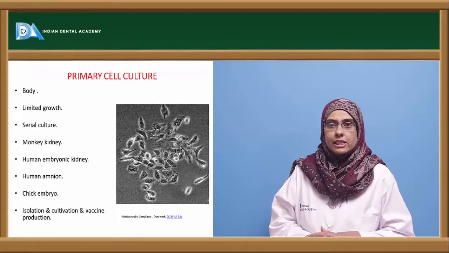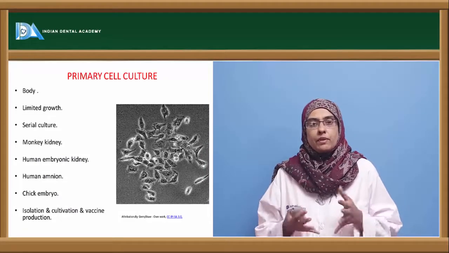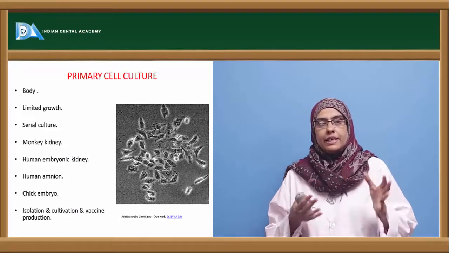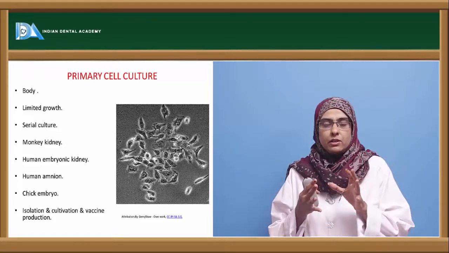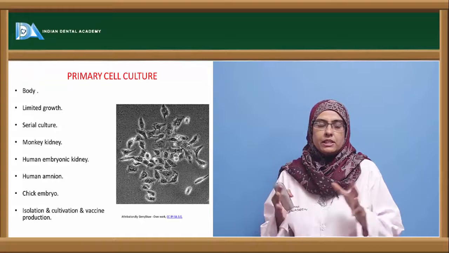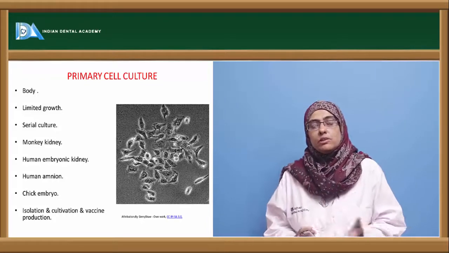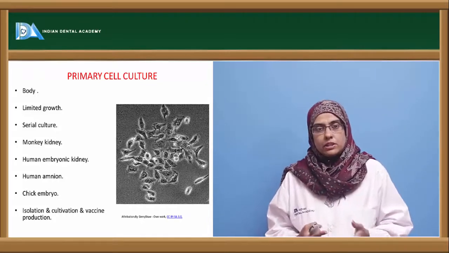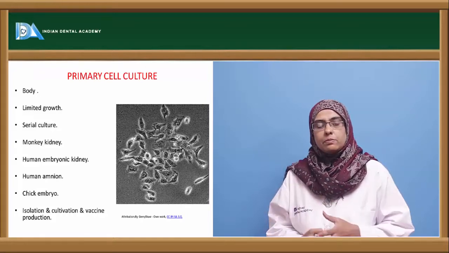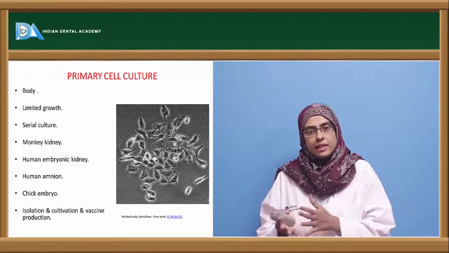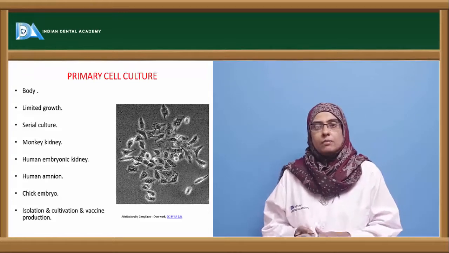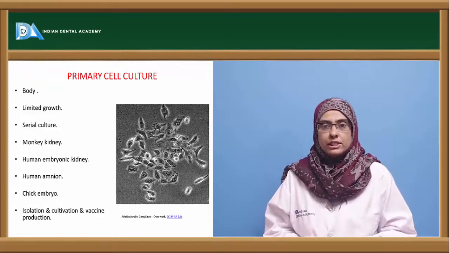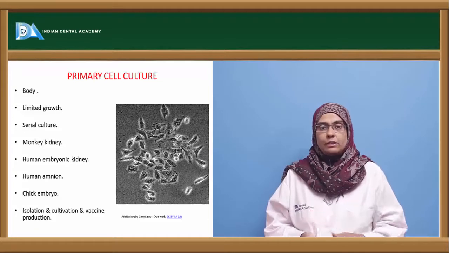Coming to the primary cell culture, here they are prepared from freshly cultured cells that have been derived from the body, but the drawback of this particular primary cell culture is that it has limited growth and there is no subculture for it. The most important examples of these primary cell cultures are the monkey kidney cell culture, human embryonic cell culture, human amnion, and chick embryo cultures, and they are mostly used for isolation, cultivation, and vaccine production.